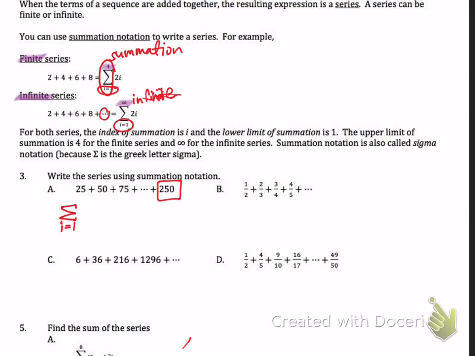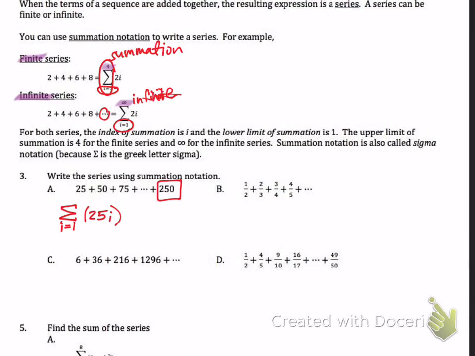What is happening between every number? I'm multiplying it by 25, right? Because 25 times 1 is 25. 25 times 2 is 50. 25 times 3 is 75. So, in parentheses, I'm going to put 25 times i. So all I'm doing is replacing n with i. When you have a sum, you use i. And then 250 is going to be my last term.